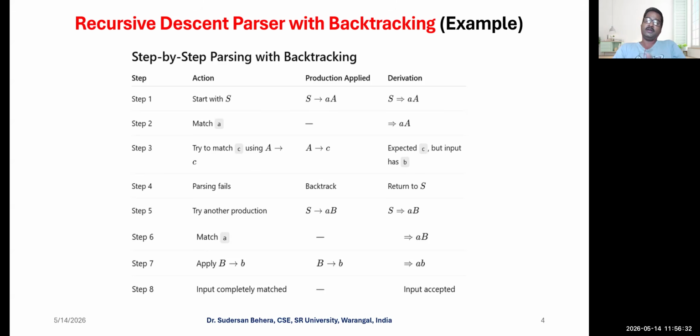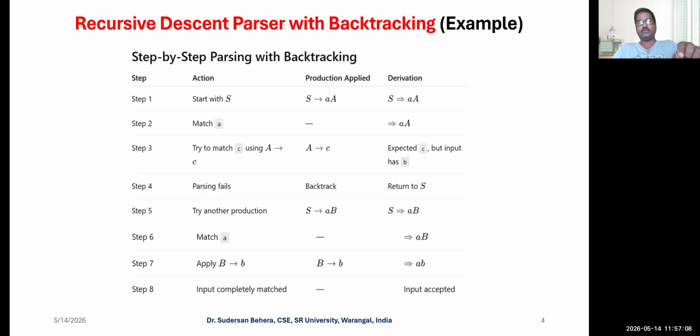So now the parser rolls back, returns to S again, starting. S has 2 productions, small a capital A, which was already selected and taken as wrong. Next, it will look for the alternative production of S, that is S derives small a followed by capital B. Now the derivation is S derives AB. Now step 6, it matches A with A as previously done.